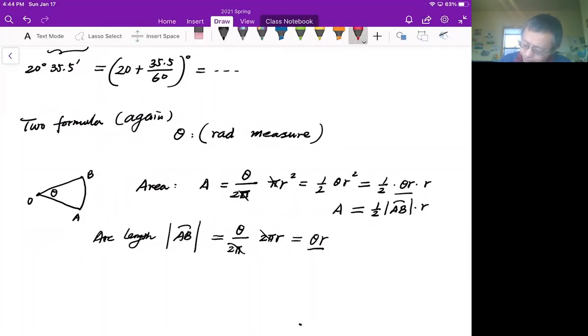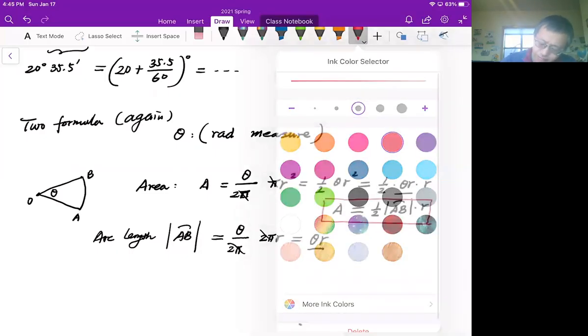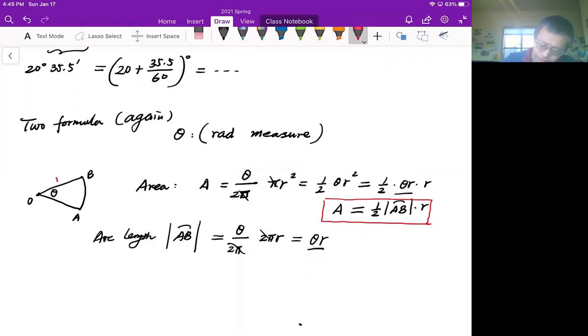Well, if you look at that picture, did you think of something? 1/2 times the arc length of AB times the R. Here the R is here. So this is the R here, right? And that one is the arc of AB. But this one is just similar to the area of the triangle. Can you see that? So that's how I memorize the area of a sector.